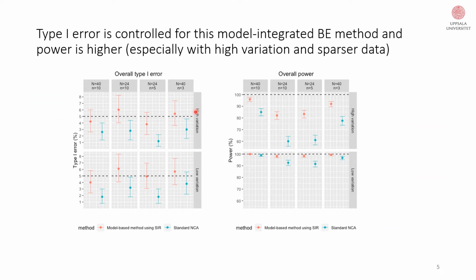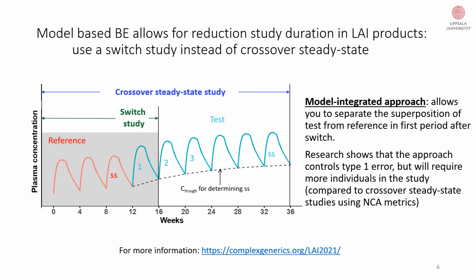These methods have been shown for sparse data examples to control overall type 1 error, as well as have a higher power than standard NCA-based methods. That's especially when we have high variation in the data and sparser data. The methods have also been shown to allow for a reduction in study duration.